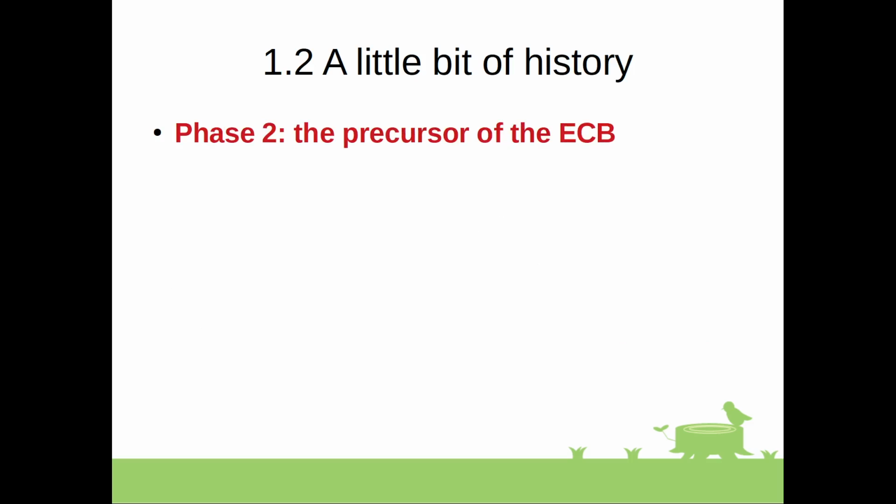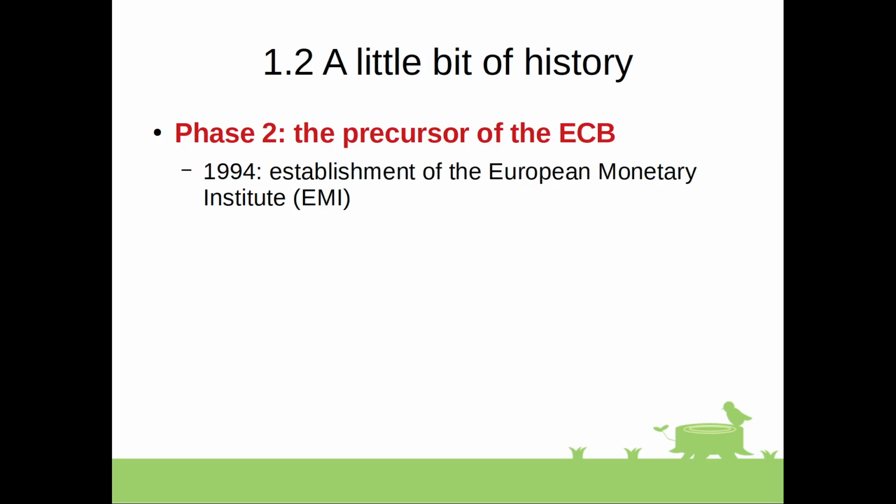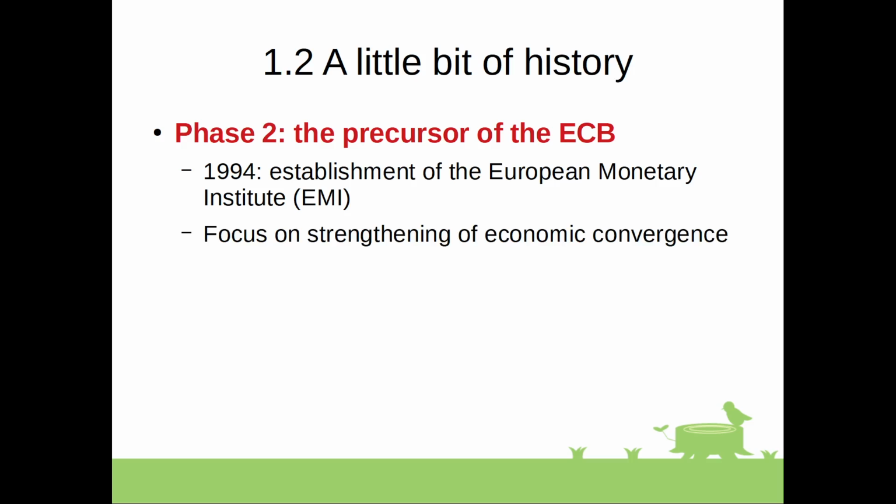Then, phase two, the precursor or the predecessor, the thing before the ECB. So the ECB was not there first. So in my birth year in 94, we had the establishment or the creation of the European Monetary Institute, the EMI. So this was before the ECB was created. This was the precursor. This job over here in phase two was focusing on the strengthening of the economic convergence.